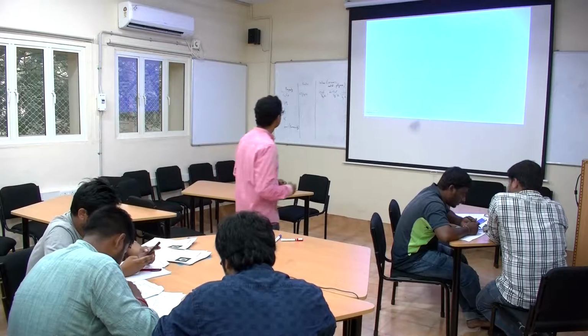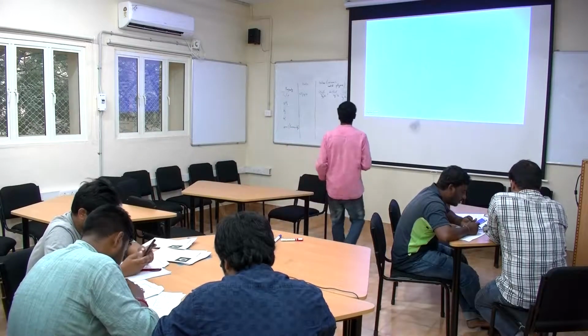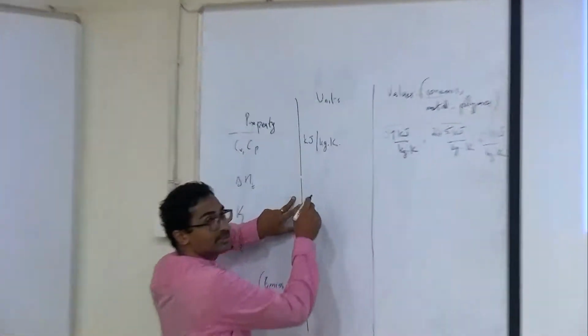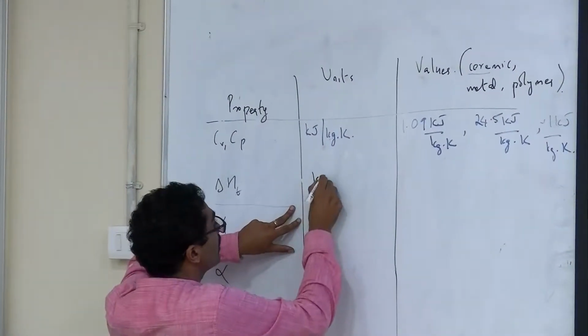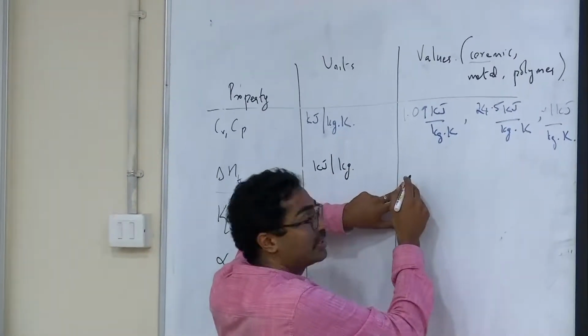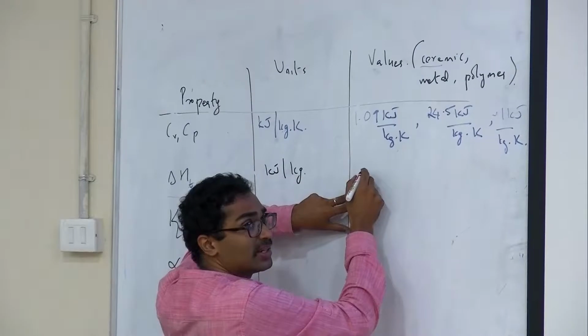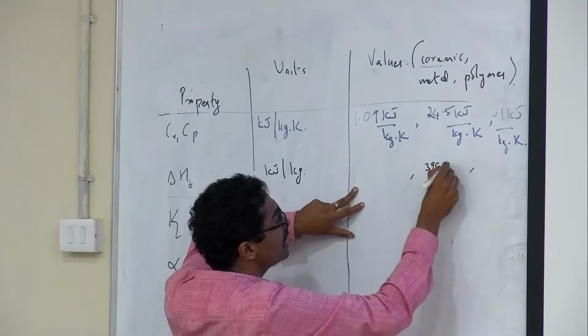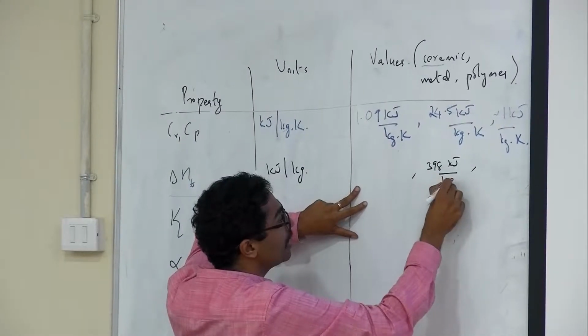Yes. Some numbers. Aluminium, a metal. First of all, what is the unit? Kilojoules per kilogram. Very good. All right. Number? For metal, aluminium, okay. 398 kilojoules per kilogram. All right.